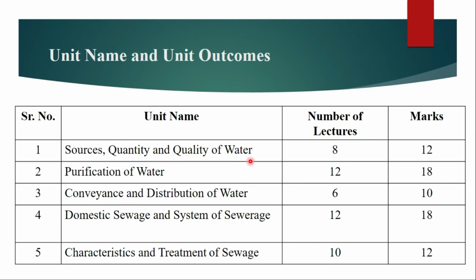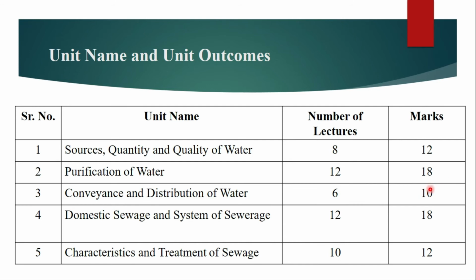For this, the number of lectures required is 8 and total marks are 12. Second chapter is purification of water. For this, number of lectures are 12 and weightage of this chapter is 18. Then third chapter is conveyance and distribution of water. For this, the number of lectures required is 6 and total weightage is 10 marks.